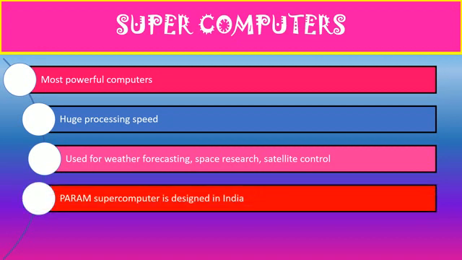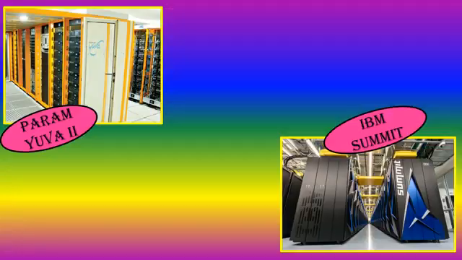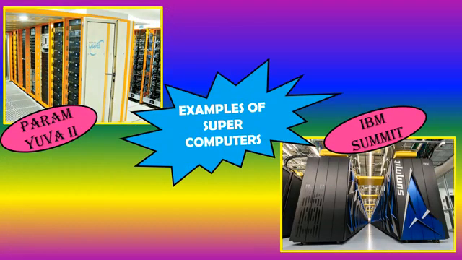Param is the supercomputer which is designed in India. Summit is the world's fastest supercomputer. Here are some examples of supercomputers. The first one is Param Yuva-2 and the second one is the IBM Summit. You can see the picture of these two supercomputers here.